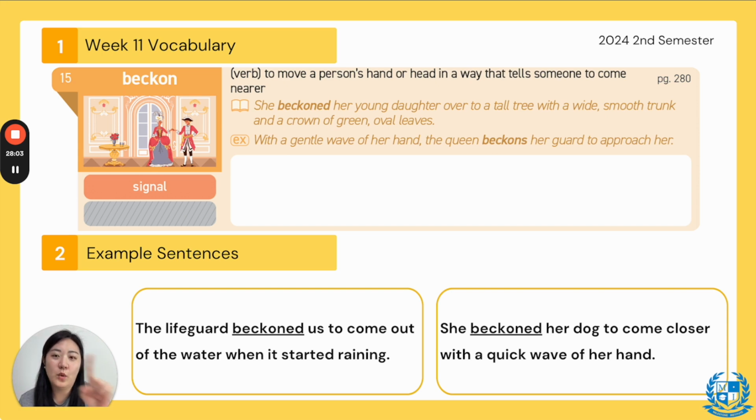Example, it says 1, 2, 3. With a gentle wave of her hand, the queen beckons her guard to approach her. She's like, come here, guard, come here. Next, over here, it says the lifeguard beckoned us to come out of the water when it started raining. So say that you're out swimming at home on the beach, and then all of a sudden the lifeguard was like, come in, it's raining, come in. So they're beckoning you to come in. Next, it says she beckoned her dog to come closer with a quick wave of her hand. She's like, come on, Fro, come here, come on, Fro. To beckon.